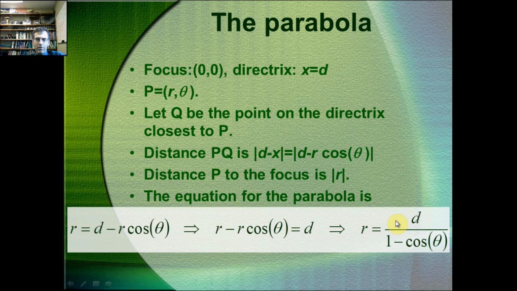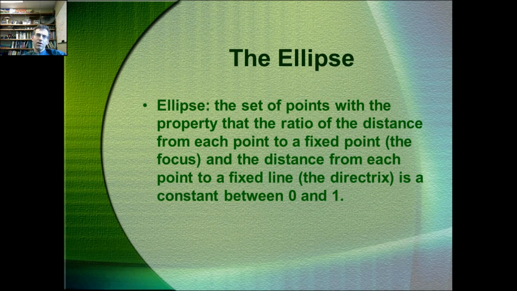Now let's talk about the other conic sections. It turns out that each of the other conic sections has a directrix, and the directrix has a slightly different property than it does with the parabola. So here are the definitions for the ellipse. The ellipse is the set of points with the property that the ratio of the distance from each point to a fixed point, that's the focus, and the distance from each point to the fixed line, the directrix, is a constant between 0 and 1. And that constant happens to be equal to the eccentricity.